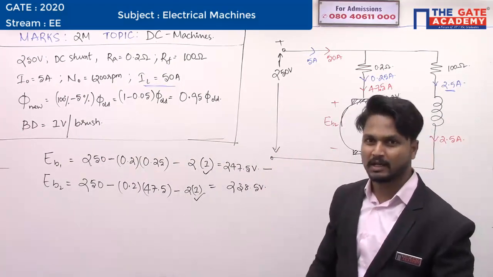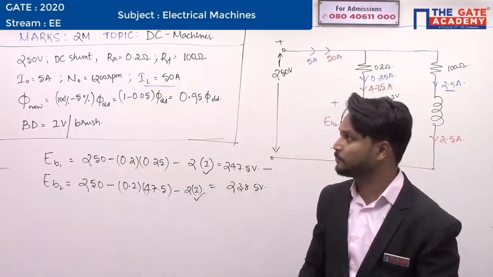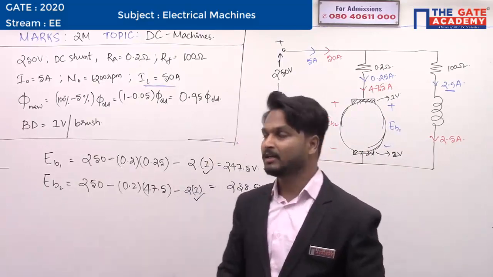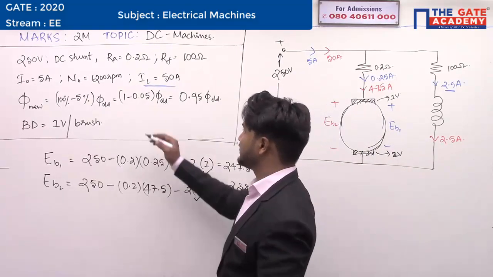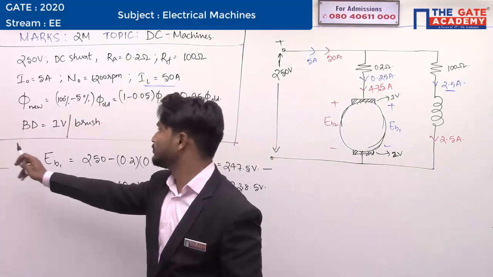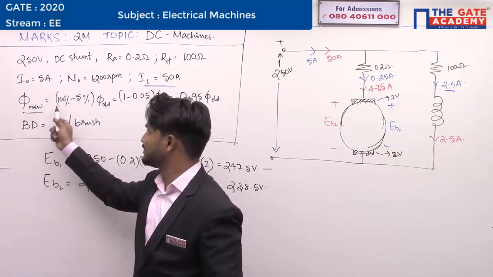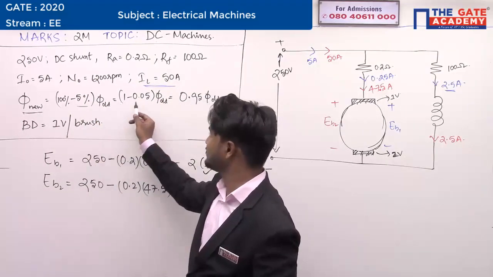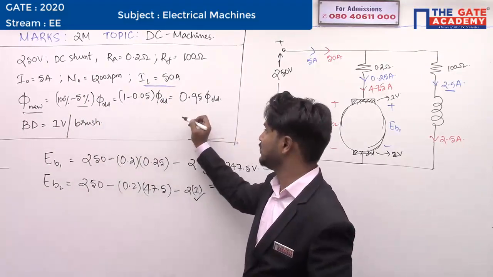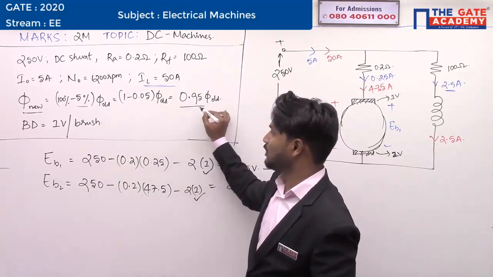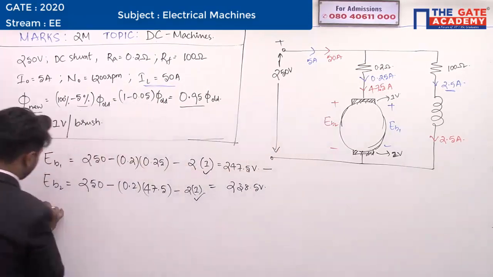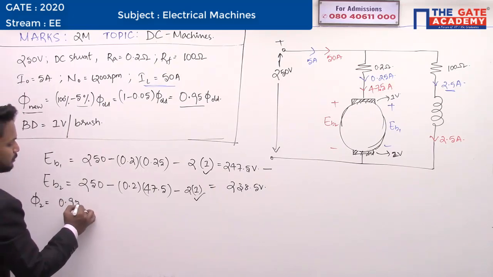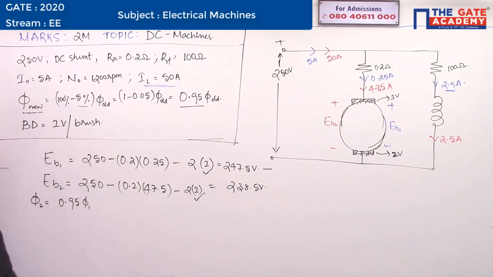So in the question itself, it is mentioned that because of armature reaction, whenever heavy currents flow through the armature, what happens? Armature reaction prevails, right? Because of armature reaction, some demagnetizing effect is taking place, because of which the flux is decreased by 5% of the previous value. So the new value of flux is 100% of old flux minus 5%, that is 1 minus 0.05 times the old flux. Phi new, or else you can say phi 2, is equal to 0.95 times phi 1.